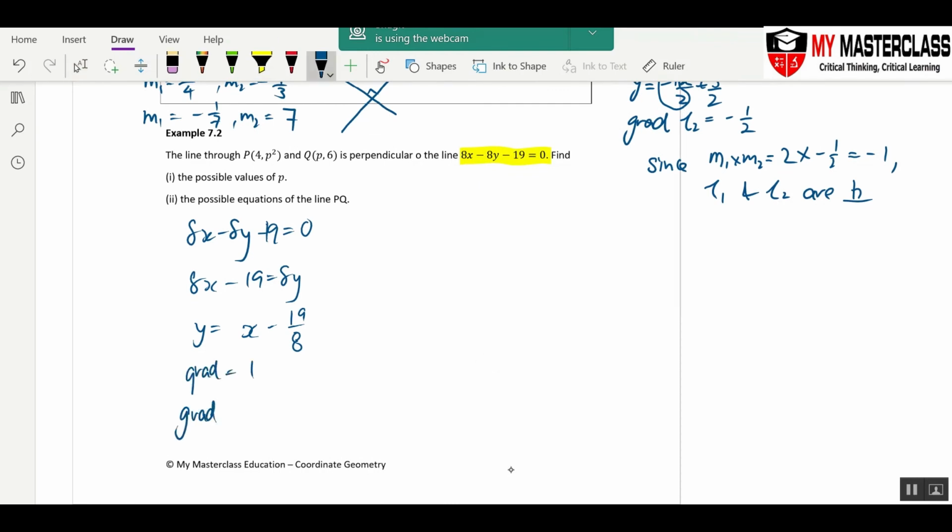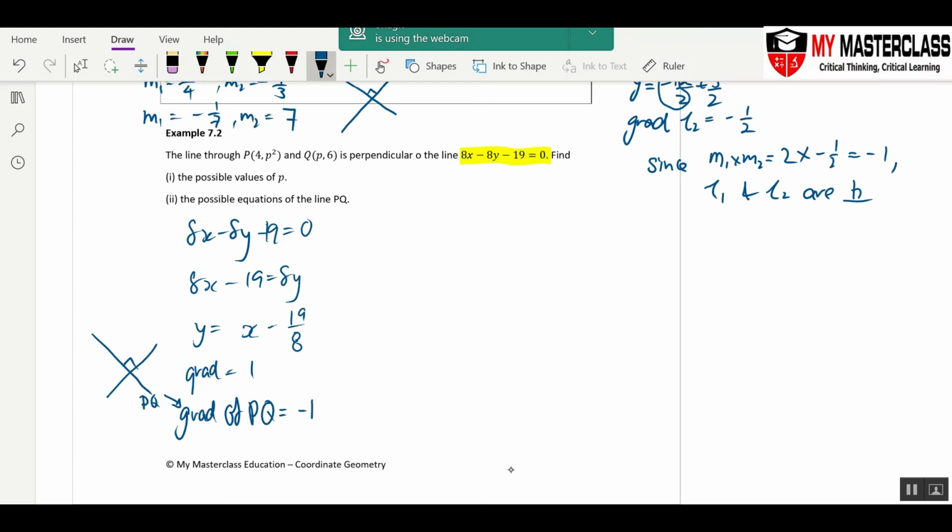So what does it mean? The gradient of PQ is equals to the negative of the reciprocal. The reciprocal of 1 is 1, and put a negative. Because this line is here, and PQ is perpendicular to it. So this is the gradient of PQ.